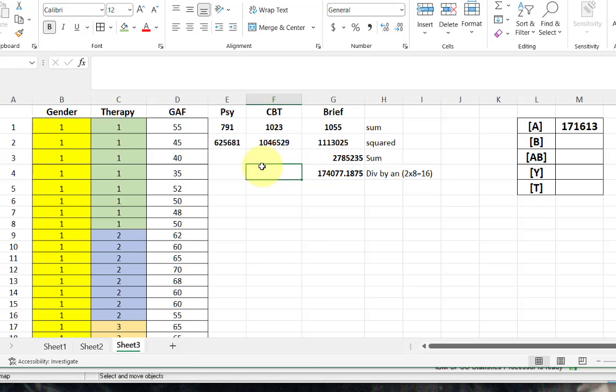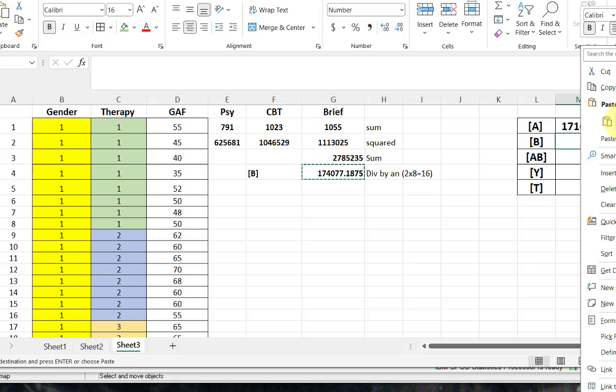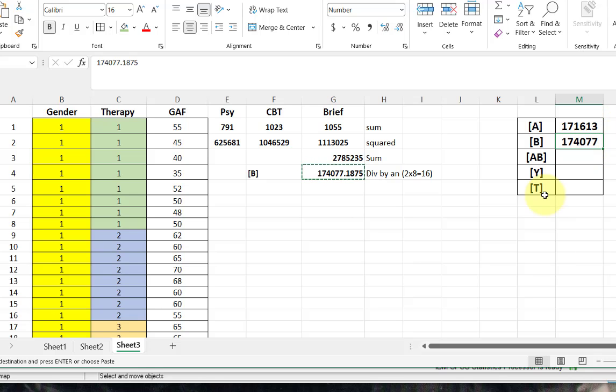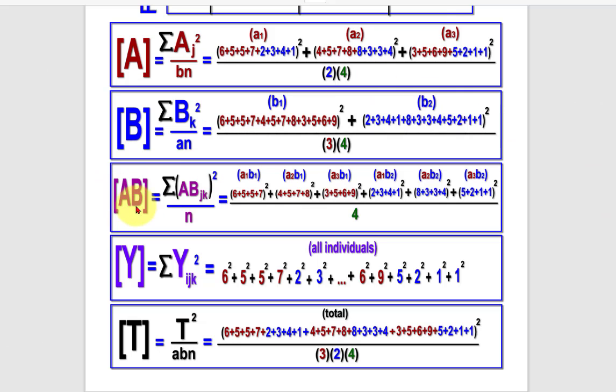I'm sorry, B bracket. B bracket. So our B is that number. Well, let's just put the number in. Good. Alrighty. On to bracket AB squared.